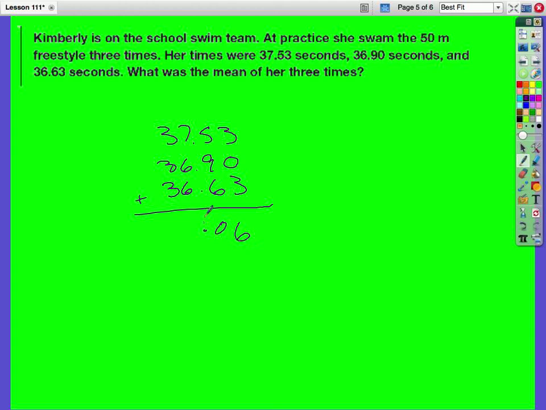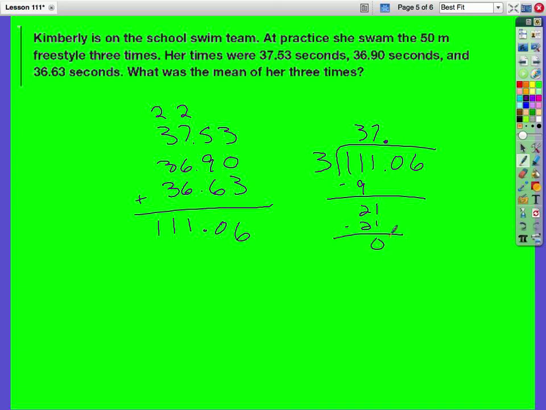Okay, so you get 111.06. So I need to divide by 3 now. Remember, my decimal is going to go straight up. Okay, since I brought that 0 down, I need to put a number up there. It's going to be a 0. Bring the 6 down. Okay. So in this case, my time comes out just perfect.